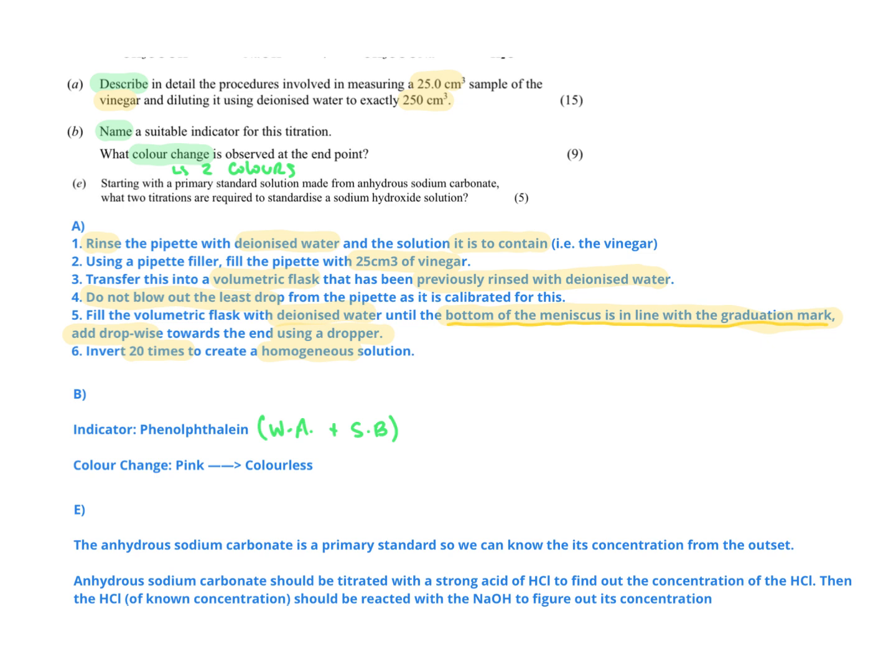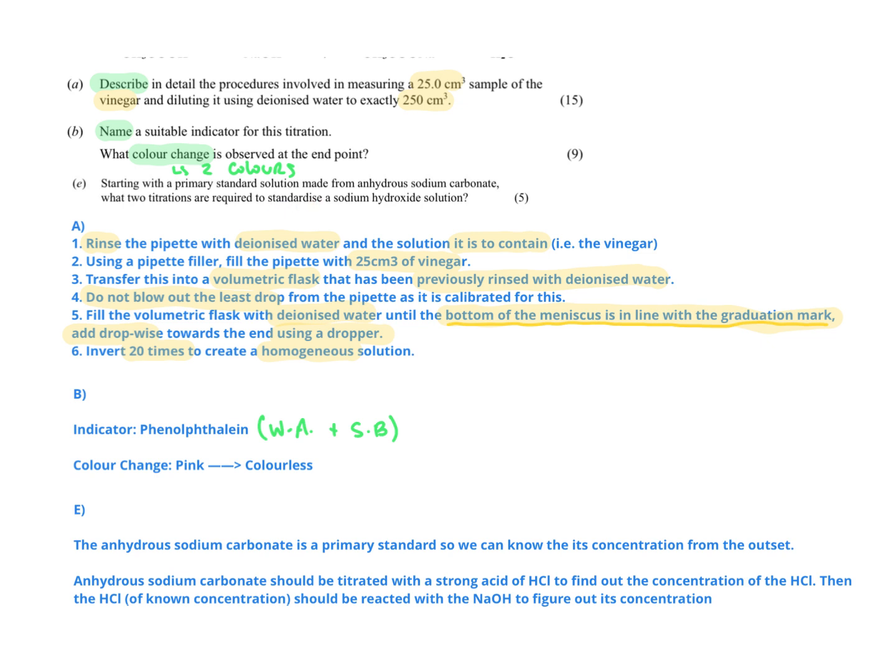And then what you can do is you can react this hydrochloric acid that you now know the concentration of with some sodium hydroxide. And that will enable you then to figure out the concentration of your sodium hydroxide, thus creating a standard solution of sodium hydroxide. It will have been standardised as per the question, and you will know the concentration of it.